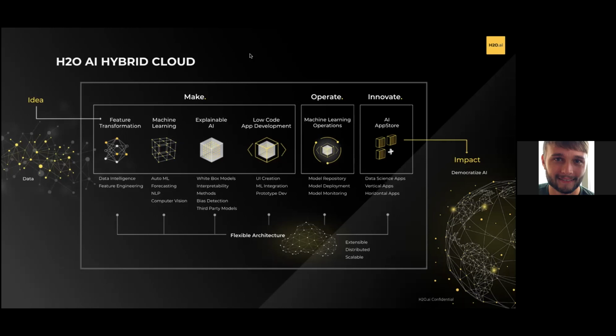On the right-hand side here, we have things that are paired with Make a little bit later on in the process, which are Operate, where we're talking about machine learning operations. So deploying the models, doing things like monitoring, different things like that. And then on the Innovate side, this is the actual creation and deployment of those applications that we created in the Make box to the target audience. So that way, all kinds of different users and business users across organizations can use AI to drive business value. And I'll touch on each one of the topics as we're going through here.